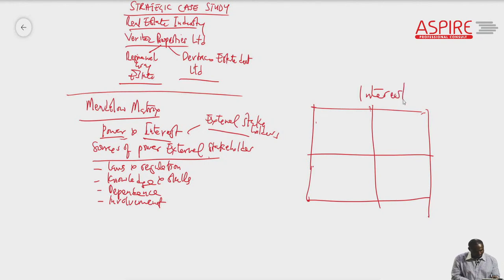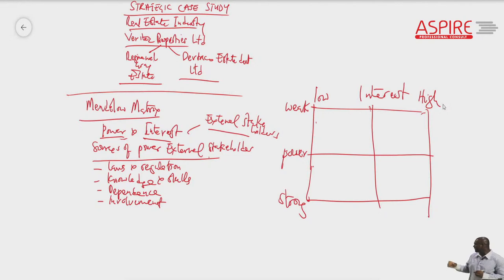Normally on top of this model is interest. Are we clear? Then on the side of this model is the power. The power can be weak or strong. Then when it comes to the interest, it can be low or high. If you look at the matrix, are we clear?